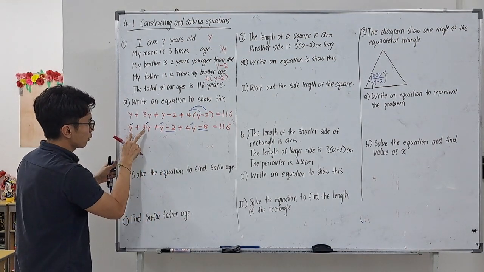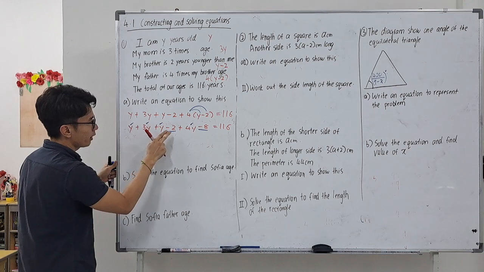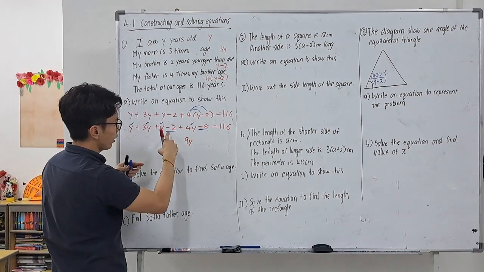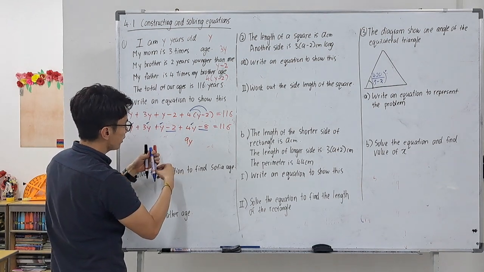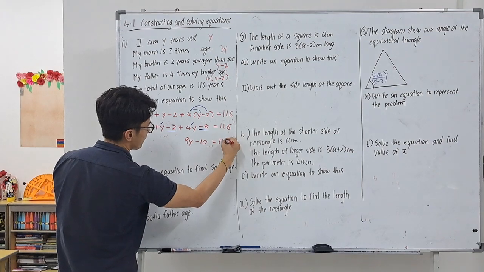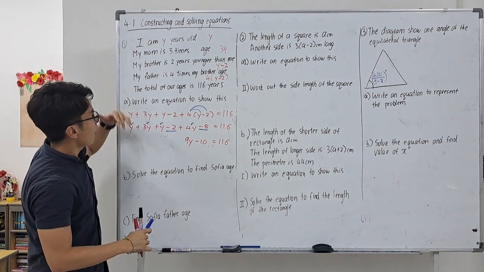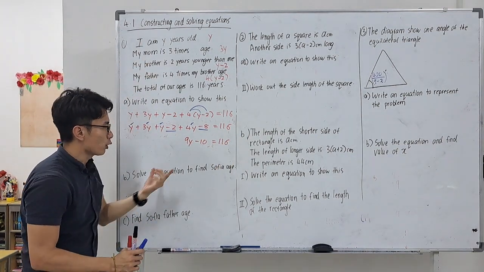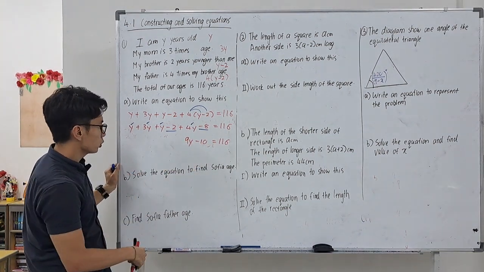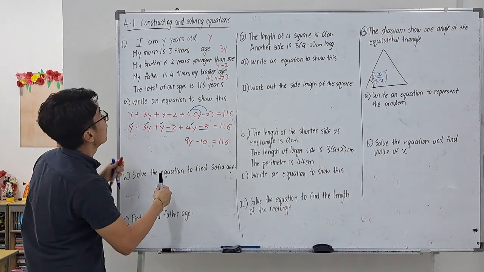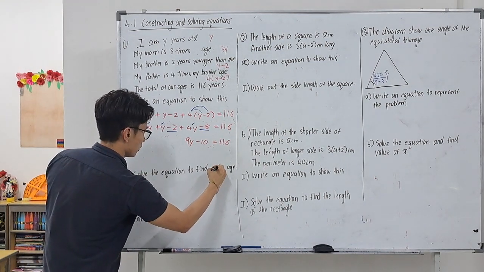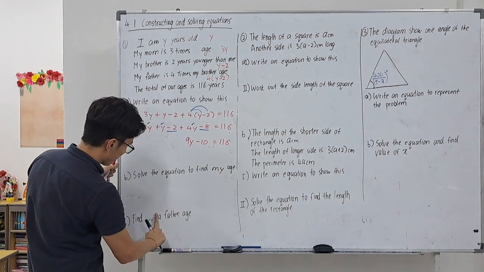So this will give me 4y, 5y, all right, and 9y. So over here, I have 9y, and negative 2 minus 8 will give me minus 10, and everything is going to equal 106. Okay, so I have made an equation based on this information, and this is it. That's my equation. And finally, they asked me to solve the equation to find my age.